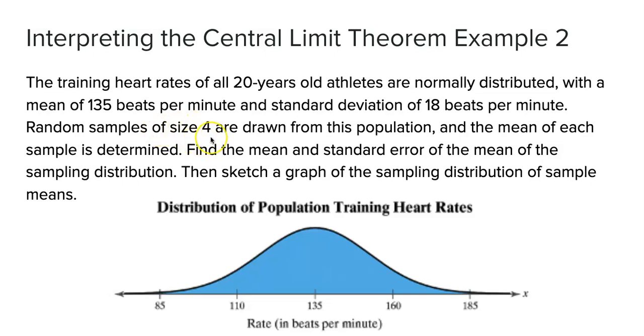Random sample of size 4. Oh, notice how that sample is so small. It's 4. It's nowhere near 30. But we still know, because this population is normally distributed, we can still assume normal distribution for the sampling distribution. And the mean of each sample is determined. Find the mean and standard error of the mean of the sampling distribution, and they want you to sketch a graph of the sampling distribution of sample mean, which will be normally distributed, a bell-shaped curve, right? Now this is very nice because I was getting worried that a sample size of 4 is so small, but we know the population is normally distributed.